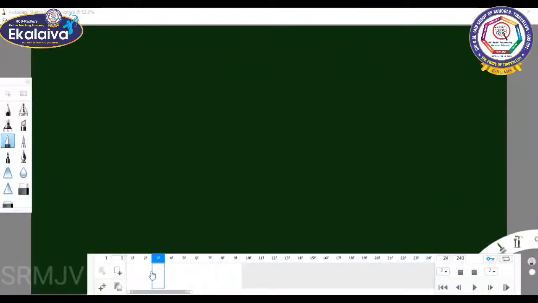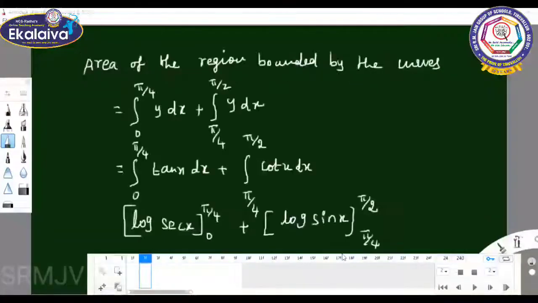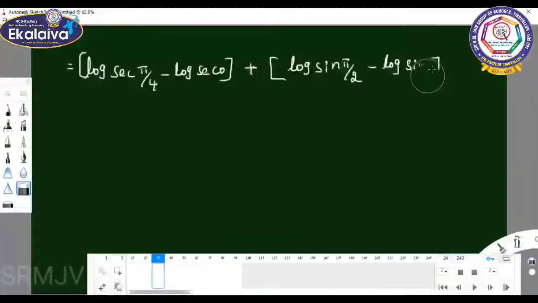Now substitute upper limit minus lower limit: log of secant pi by 4 minus log of secant 0, plus log of sin pi by 2 minus log of sin pi by 4, upper limit minus lower limit.